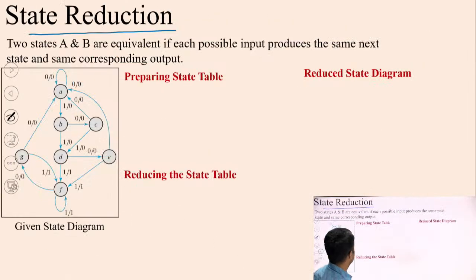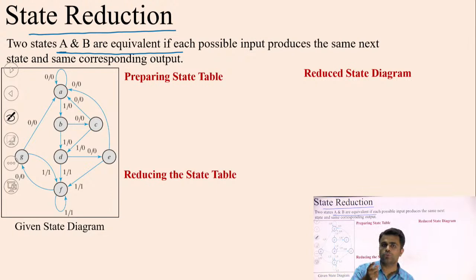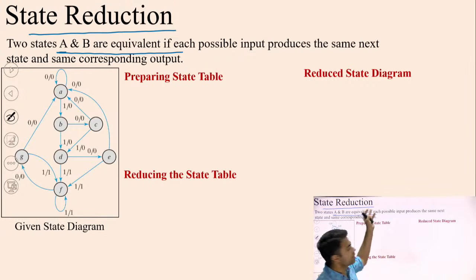So this is a question: 2 states A and B are equivalent, we have to reduce. Like we have used K-map to solve the Boolean expression, to reduce the variables in our expression, this state reduction technique is used to reduce the number of states, because if there are fewer states, we will require fewer flip-flops.